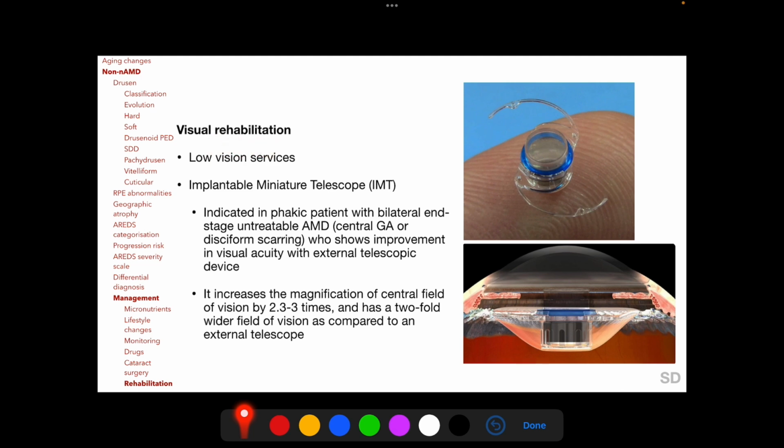Visual rehabilitation is important for patients with advanced forms of AMD, which can be provided with low vision services, and currently an implantable miniature telescope or IMT, as seen here in this photograph, is available. It is indicated in phakic patients with bilateral end-stage untreatable AMD, either central geographic atrophy or disciform scarring, who show improvement in visual acuity with an external telescopic device. It increases the magnification of the central field of vision by 2.3 to 3 times and has a 2-fold wider field of vision as compared to an external telescope.